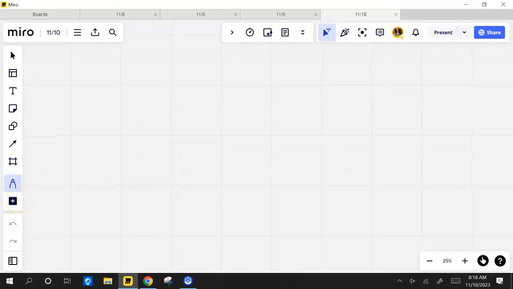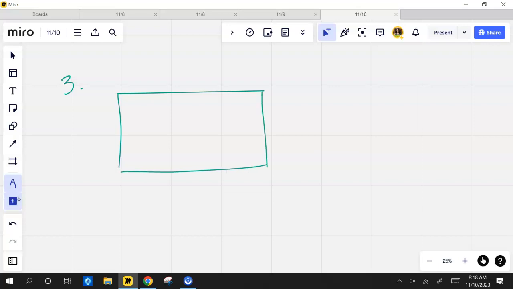Number 3. We did number 2. Smallest, so this time I'm looking for the minimum smallest perimeter possible for a rectangle whose area is 16 square inches. What are the dimensions? 4 by 4.